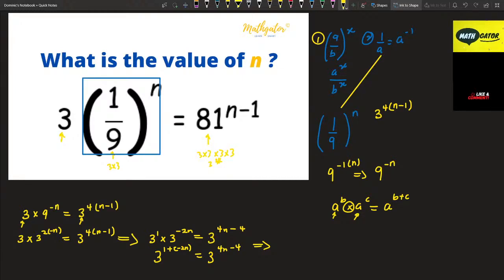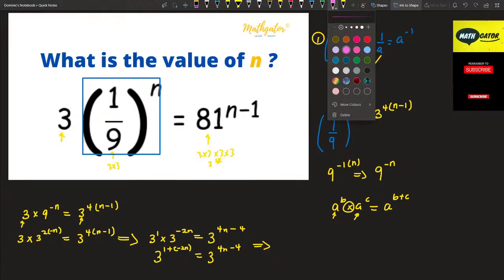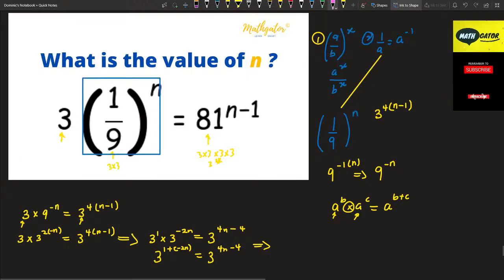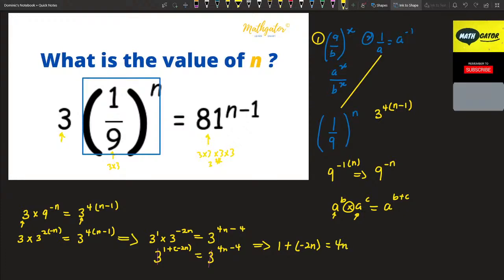But let's go back. Maybe when I'm done, I would have to go over it again, so that those who are confused can get the understanding. So we've established this. Now that the base numbers are the same, you can just cancel the base numbers and then we'll derive a linear equation out of it. So we have 1 plus into bracket negative 2n equals 4n minus 4.